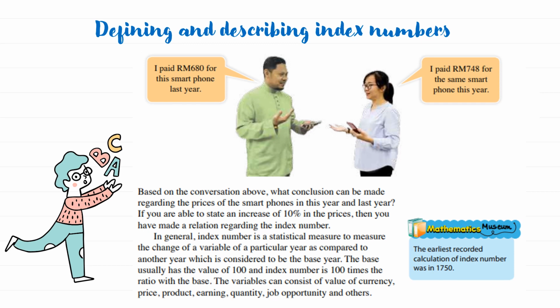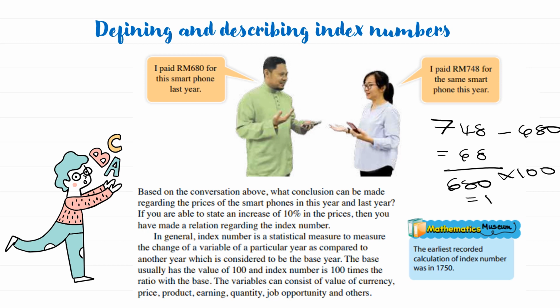Look at the conversation above here. The guy said, I paid RM680 for this smartphone last year, while the girl said she paid RM748 for the same smartphone this year. So there is an increase in the price. If you find the increase of the price, 748 minus 680, you will get 68. So 68 divided by the original price, 680, times 100, which is 10%.